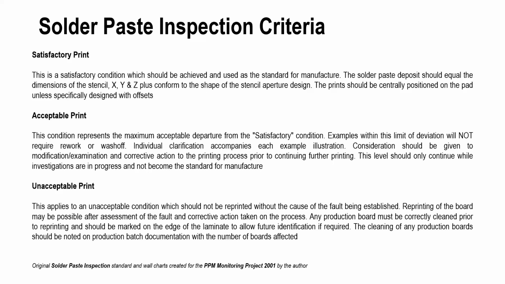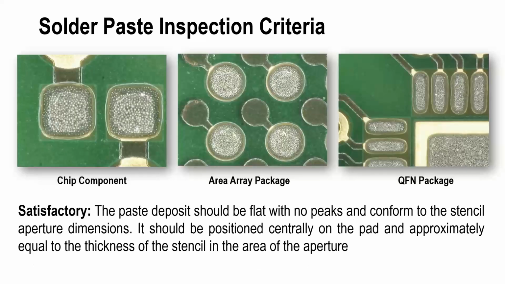And you can read through the criteria at your leisure, but basically we had a satisfactory print, an acceptable print, which didn't require rework and repair, but correction of the process, which is not quite as good as the perfect print, and unacceptable, where we had to not accept that print for the build of the board. And we included different examples of termination.